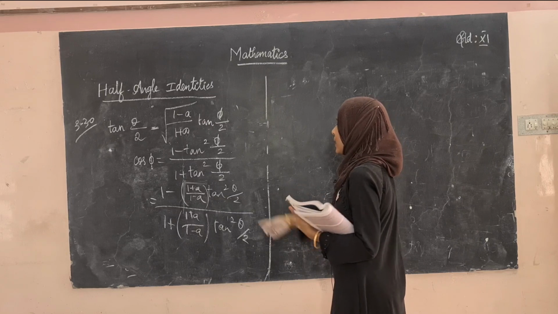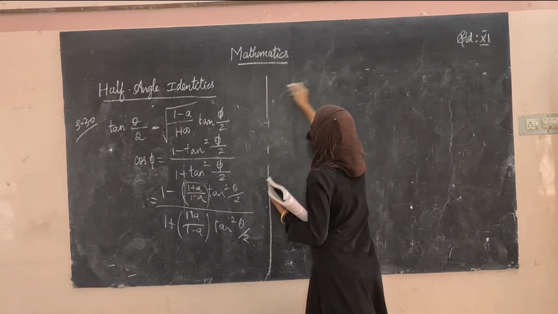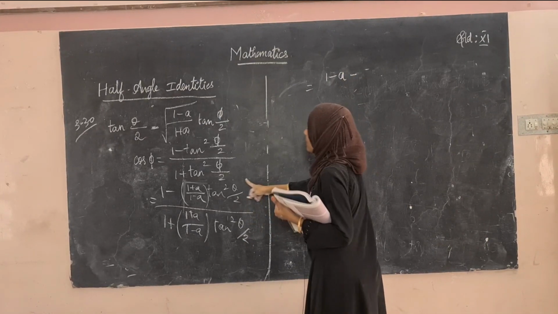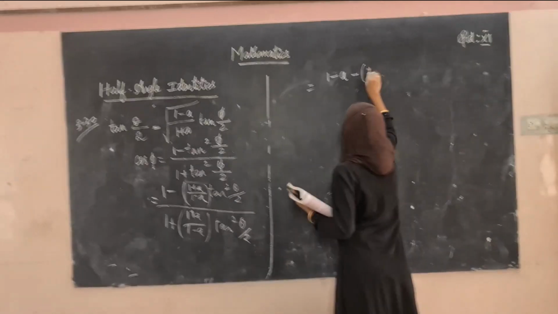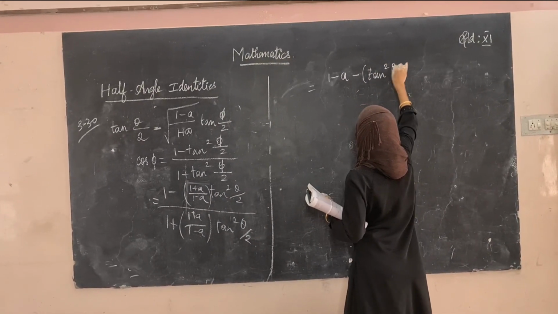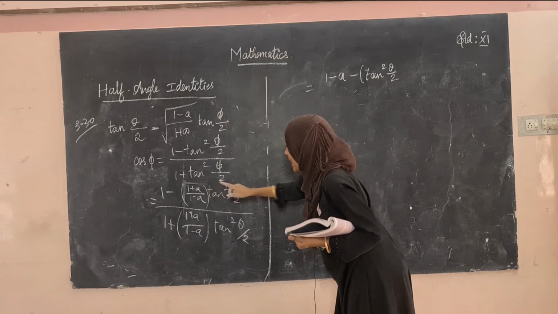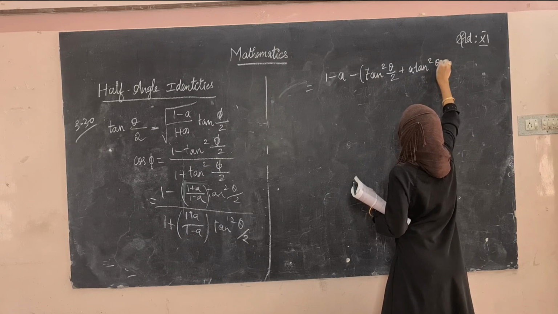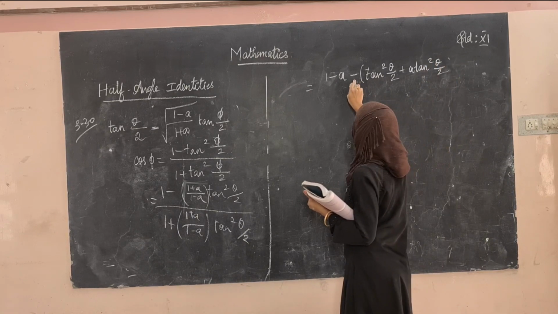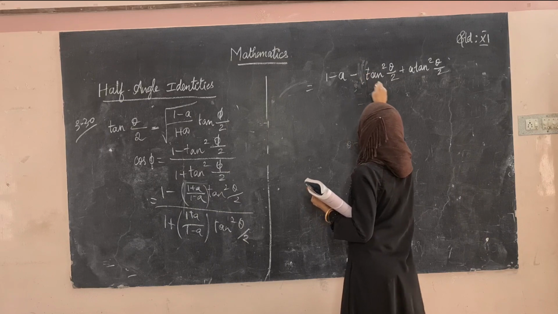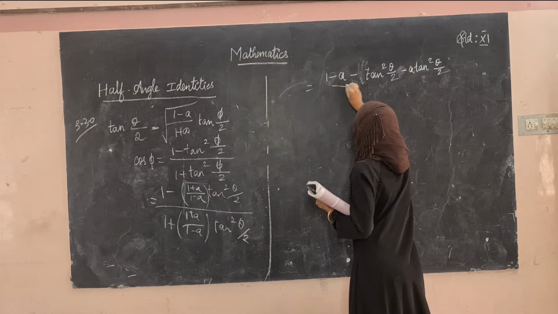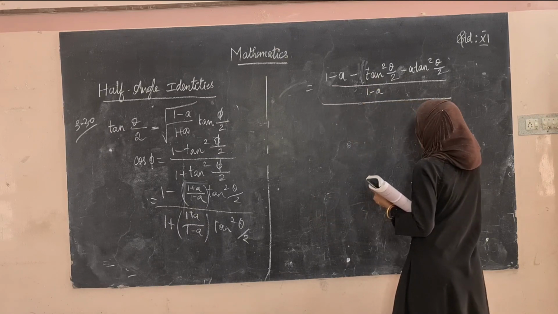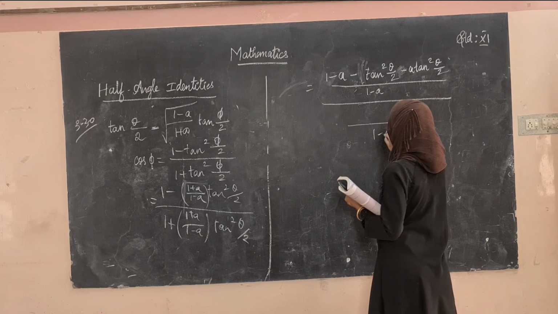Okay, so after this you have to take the LCM. The LCM in both numerator and denominator is 1 minus a. So 1 minus a minus of, multiply this 1 into tan square theta divided by 2 plus a into tan square theta divided by 2. So bring the minus inside: minus tan square theta by 2 minus a, the whole divided by 1 minus a. Here too you will have the denominator as 1 minus a.